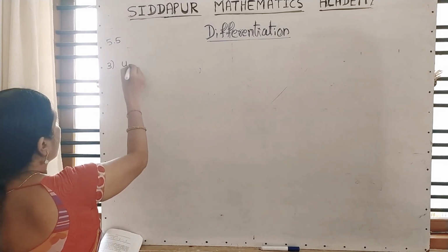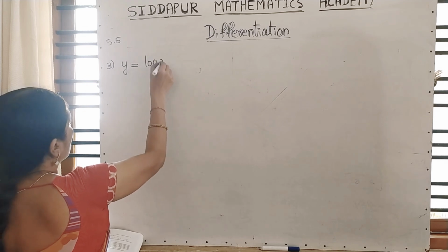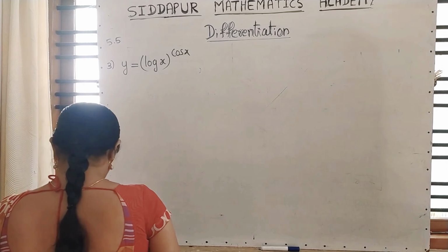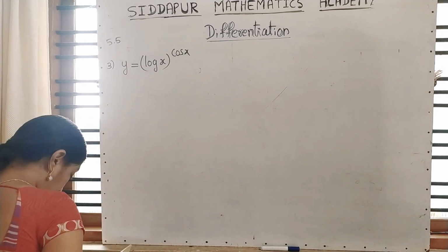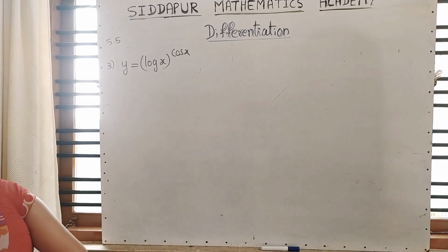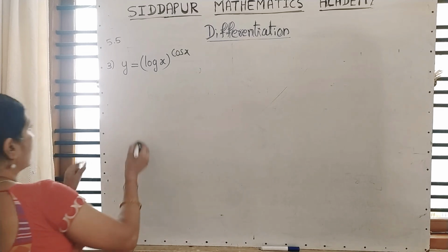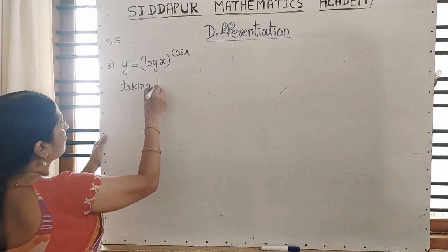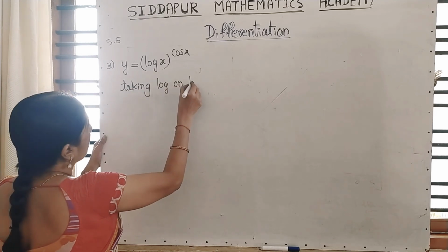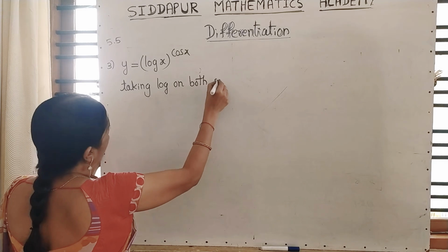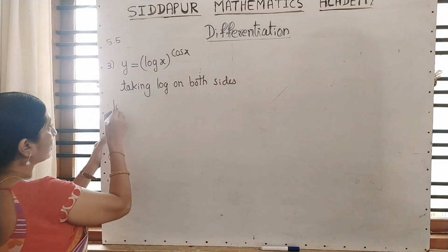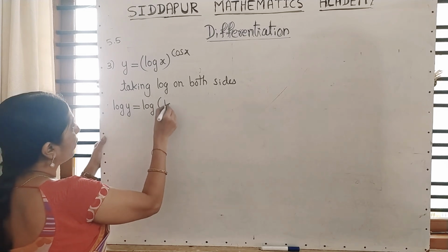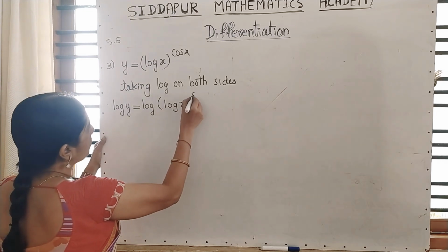Third one, y is equal to log x raised to cos x. See, the base is also variable and the power is also variable. So at that time what you are doing? We are taking log on both the sides. Log y is equal to log of log x raised to cos x.